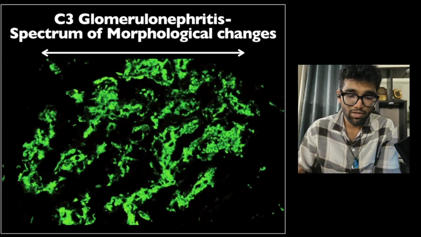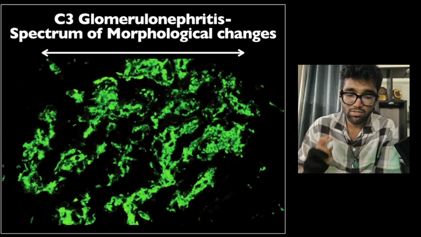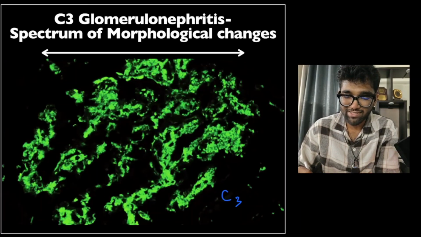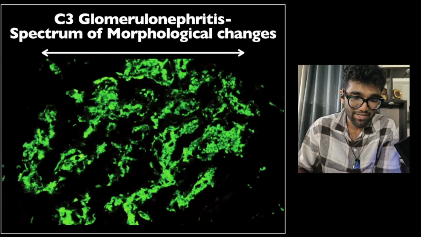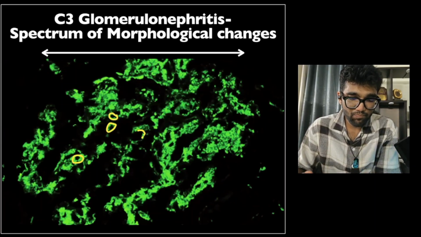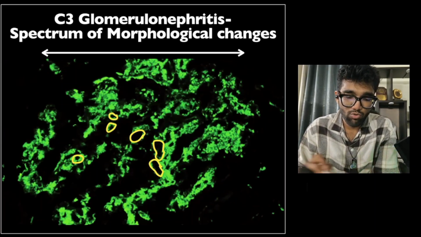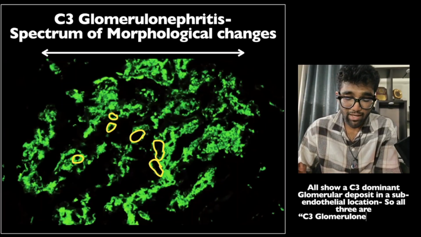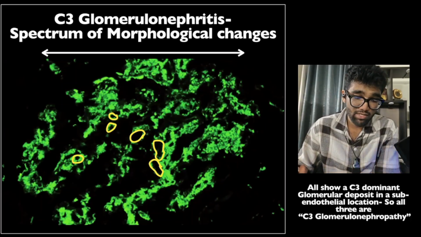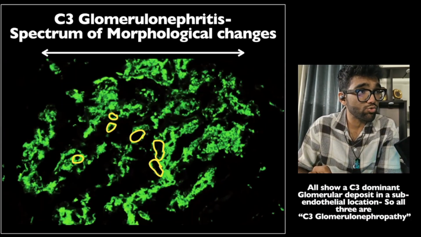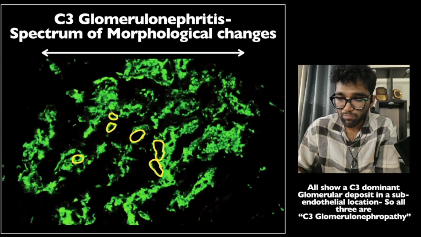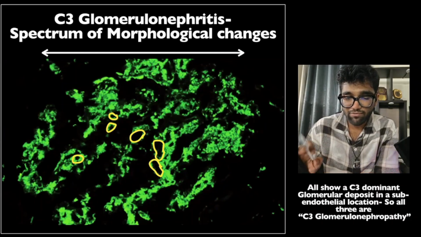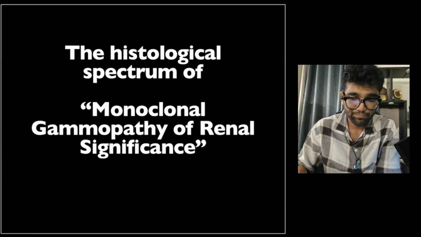All of these three glomeruli would stain on immunofluorescence strongly for C3. So this is C3. Why is it C3? Because I have stained for C3. Now you can see that the deposition is clearly around the basement membranes of the glomerular capillaries themselves, and therefore they have this kind of pseudo linear pattern. So these are all three, although morphologically very different, C3 glomerulonephropathies.